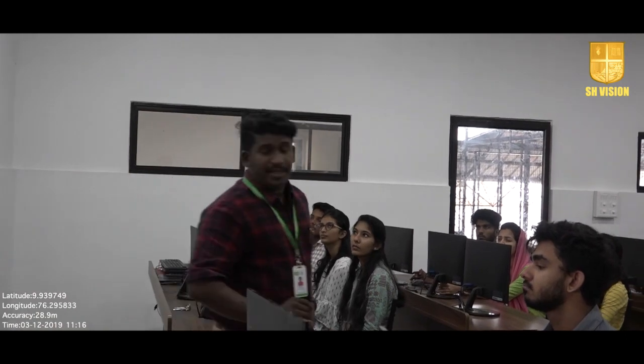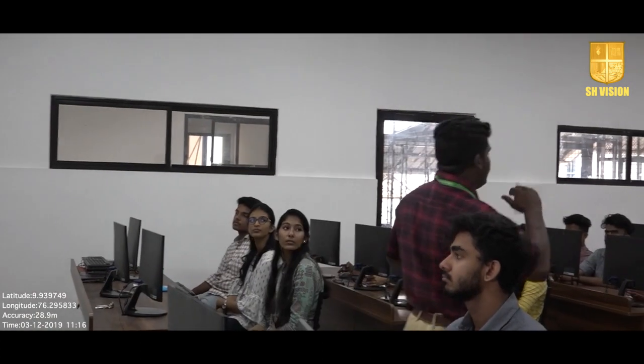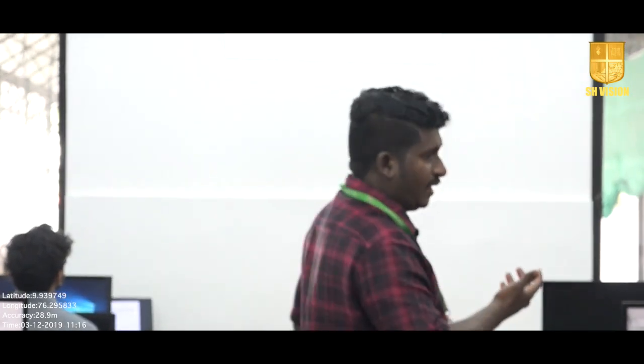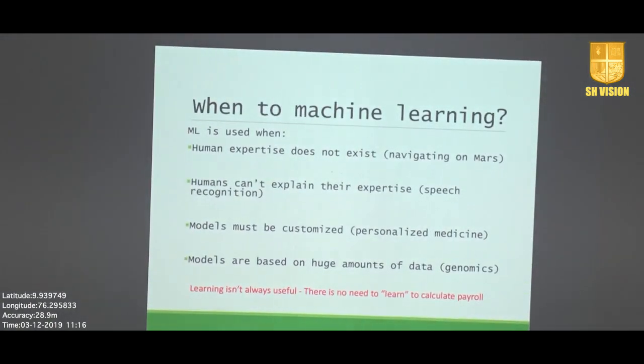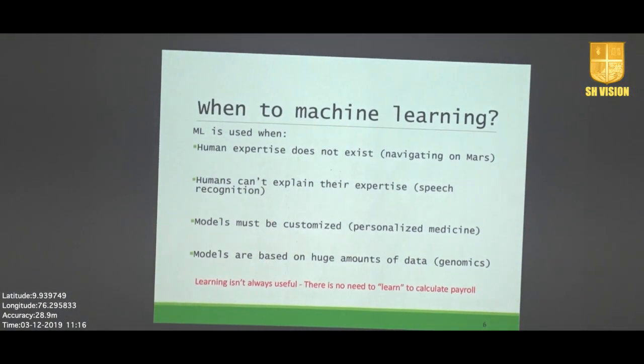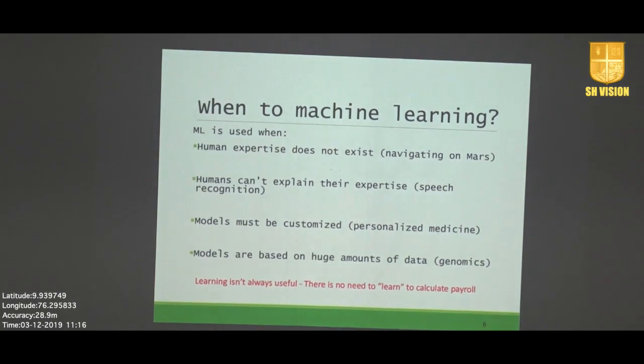So when to use machine learning? In what cases do we need to use machine learning? Okay, so the first case is when human expertise does not exist. I will explain it with an example.